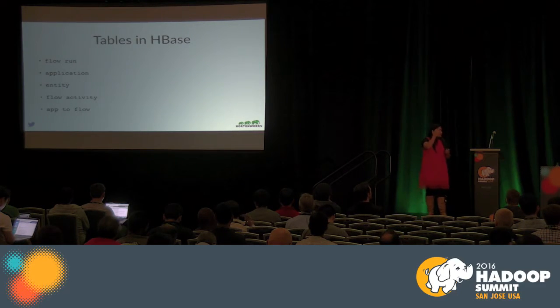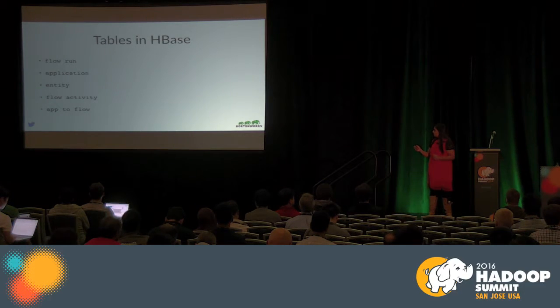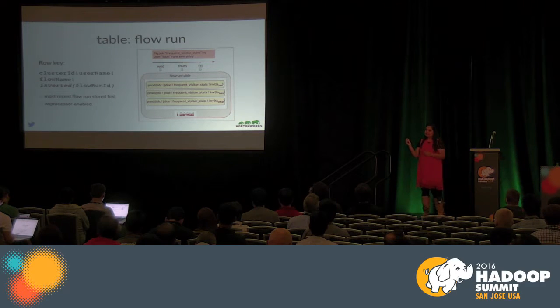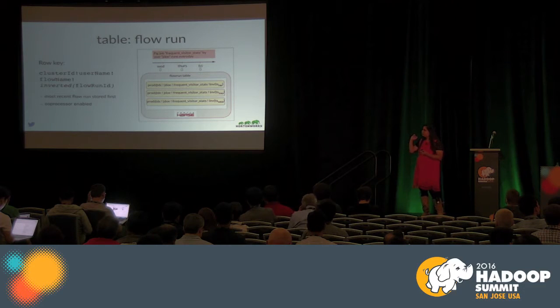So let us take a look at some of our tables in HBase. Let's go over each one of these. The flow run table, like the name says, stores information about a flow run. Several applications might run as part of one flow run. All of the information will get written to this table.